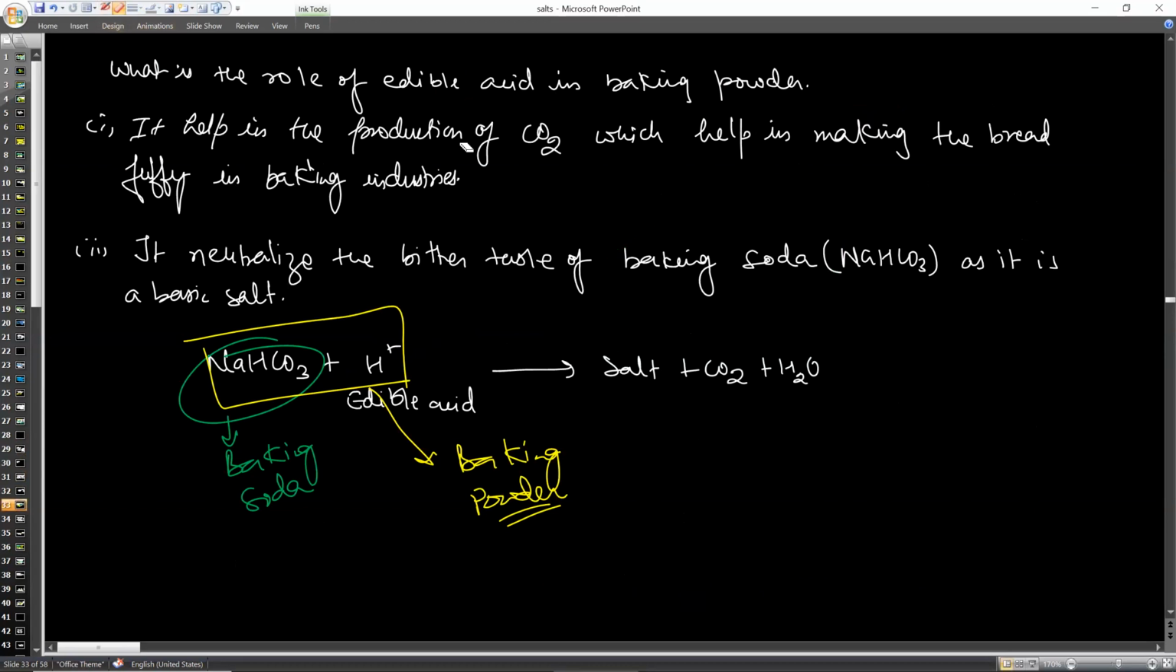It helps in the production of carbon dioxide, which helps in making the bread fluffy in baking industries. The second role is that it neutralizes the bitter taste of baking soda, NaHCO3, as it is a basic salt. And you need to keep in mind that you have to learn this by practicing. When you learn it, then you write it in your copy.